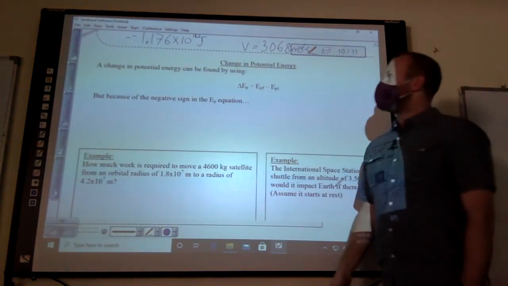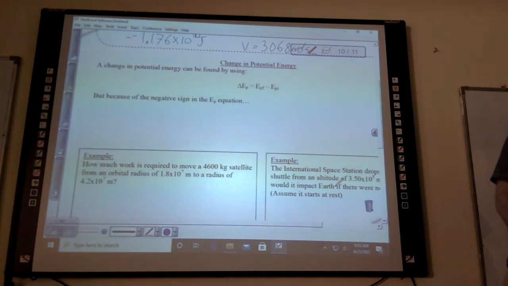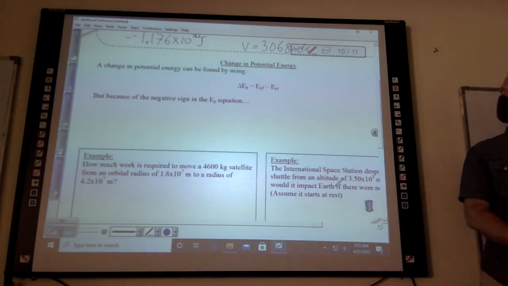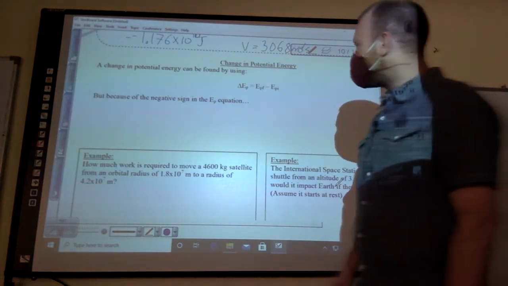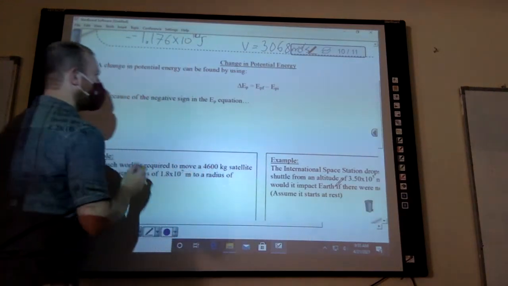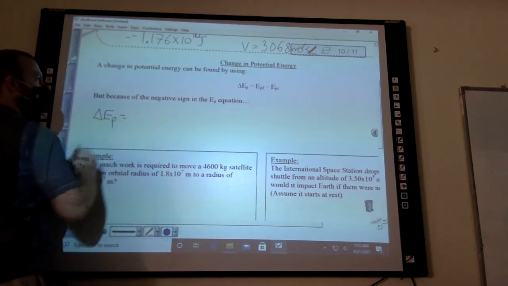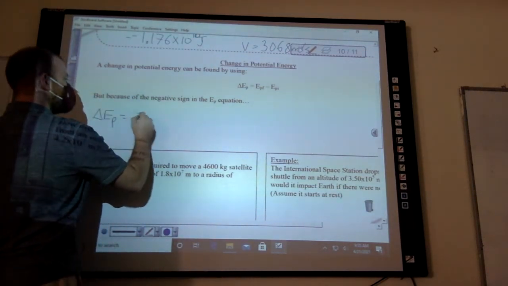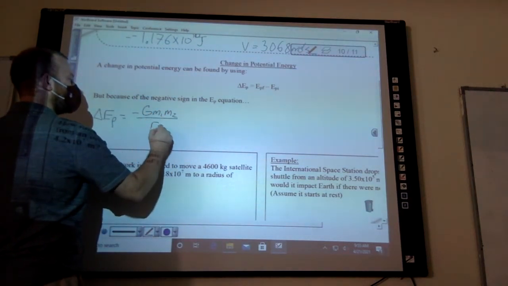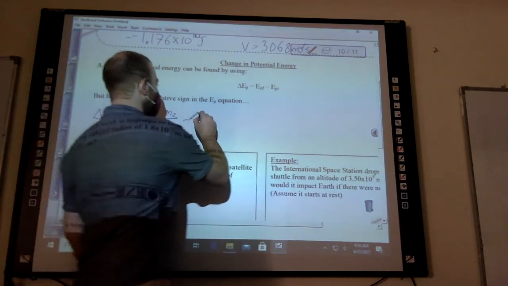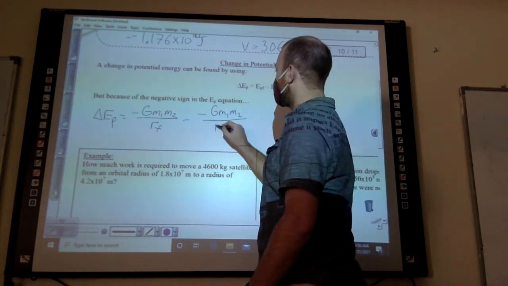So change in potential energy, we've seen something like this before. This is also equal to work done on an object. So change in EP is equal to the final potential energy minus the initial. But because of the negative signs, we can change this equation a little bit. So we could say that change in EP, we can plug in our values here. Negative G m1 m2 over r final minus negative G m1 m2 over r initial.